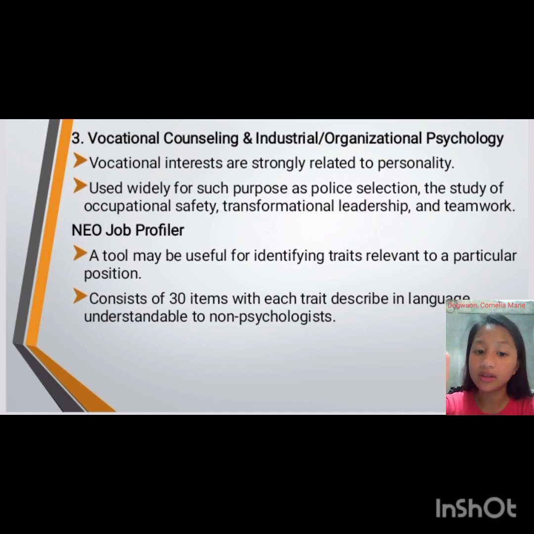Kung yung tao ay desirable sa particular na job. Para malaman lang kung yung tao ay desirable para sa isang job.